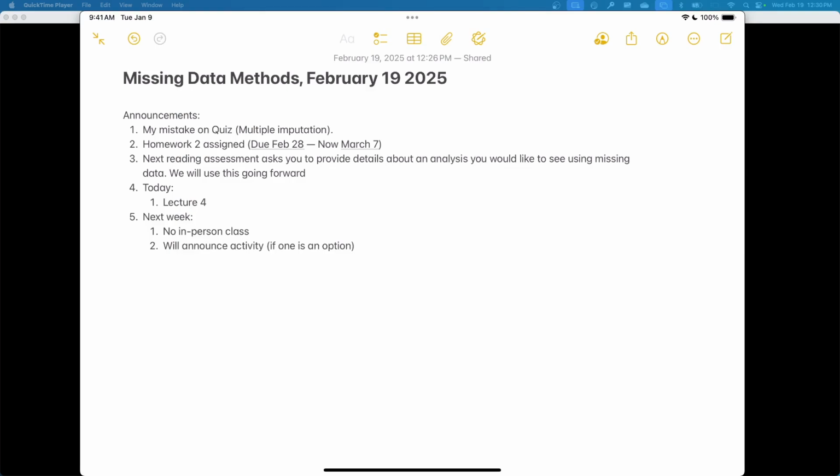I got a couple announcements to start with. First, it's really cold, but we're here, so congrats. Warmth is on the way.